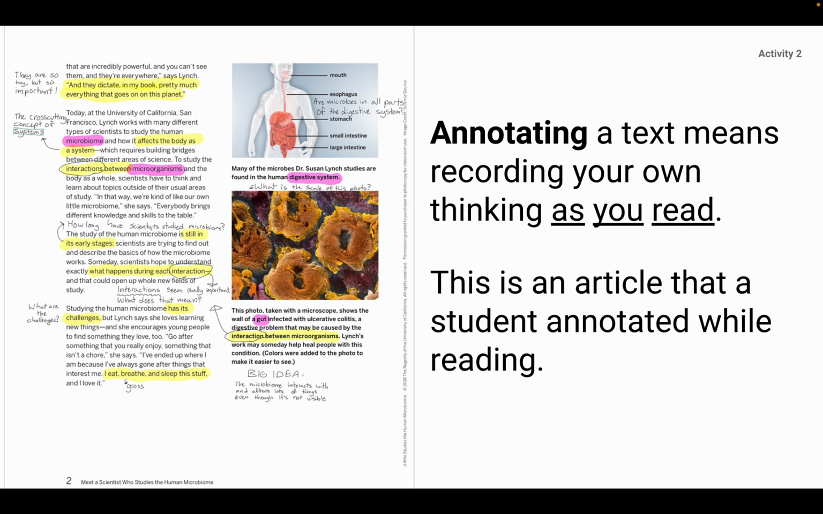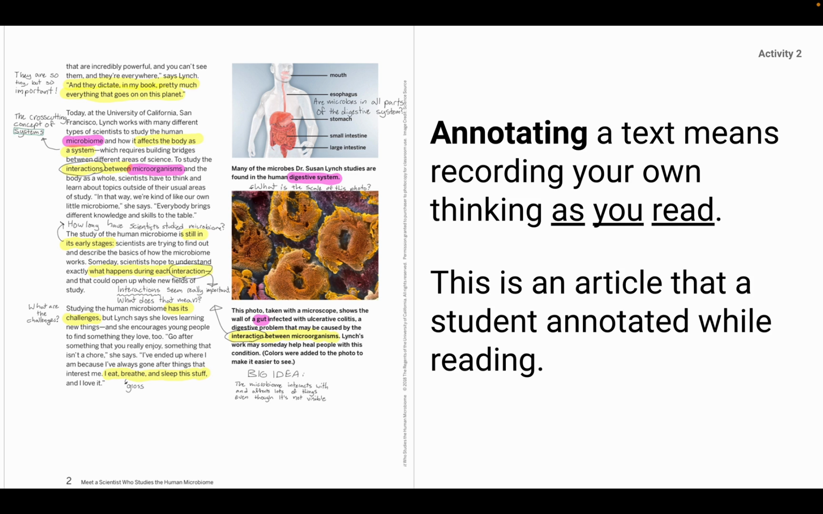Do you see, in the second paragraph at the very top on the left, it says the cross-cutting concepts of systems, and then they took a different color and put a box around the word systems. Do you see the arrows that they used? Take a look in the third paragraph. This person, as they were reading, had a question. It says, how long have scientists studied microbiomes? And it looks like the answer came from that it's still in its early stages.